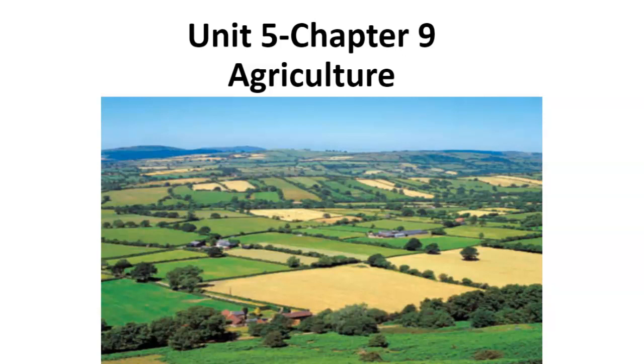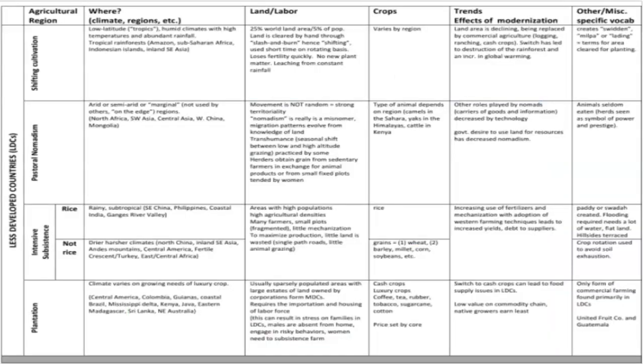Lesson covers Unit 5, Chapter 9 on agriculture. An important part about the agriculture unit is knowing all of the different types of agriculture that are associated with more developed countries and less developed countries. It will take quite a bit of time to go over, so I will let you do this on your own.